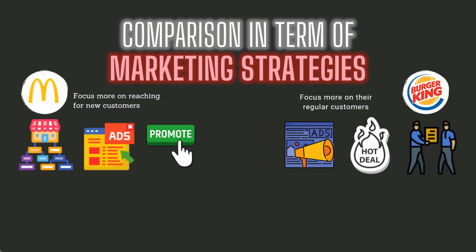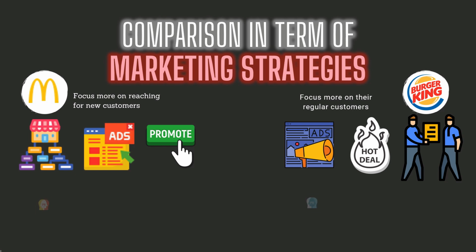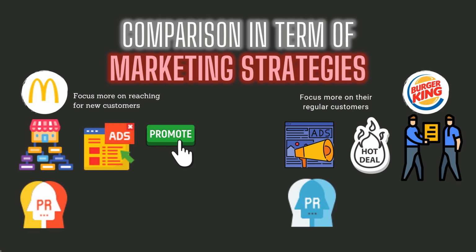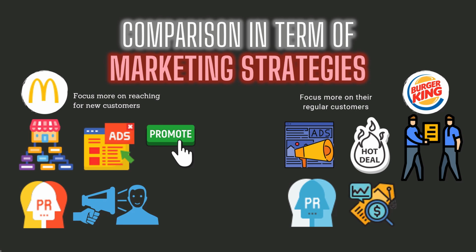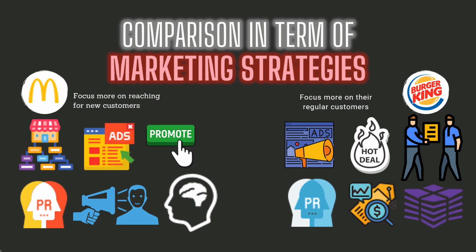Next is personal selling. Personal selling is more significant with Burger King, where they use their menu to maintain their regular customer. Next is public relation. Both McDonald's and Burger King are implementing this strategy. Next, McDonald's implement direct marketing, while Burger King implements market-oriented pricing strategy. Lastly, while McDonald's implements psychological pricing strategy, Burger King implements bundle pricing strategy.